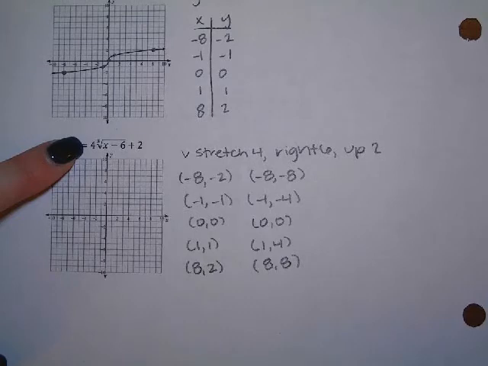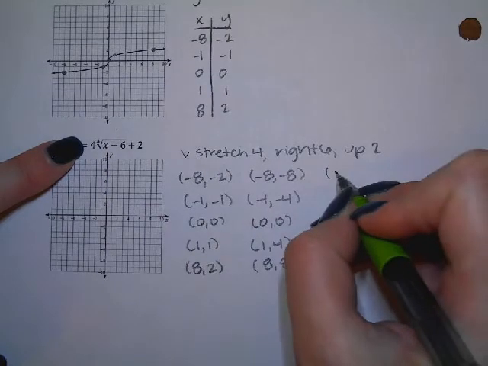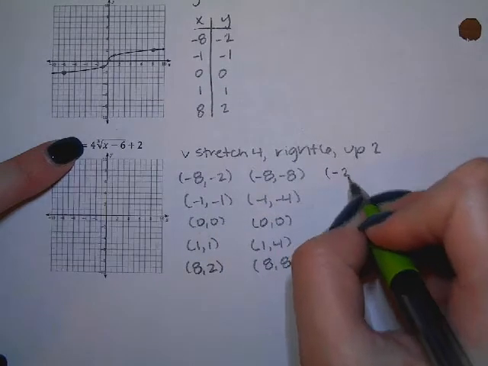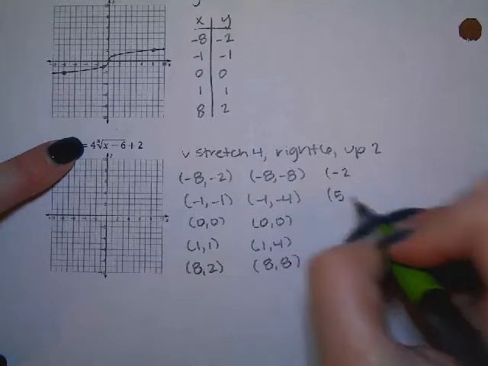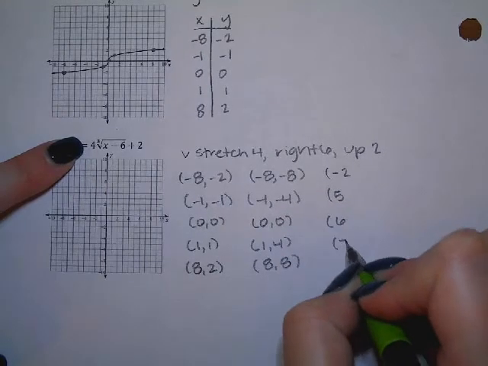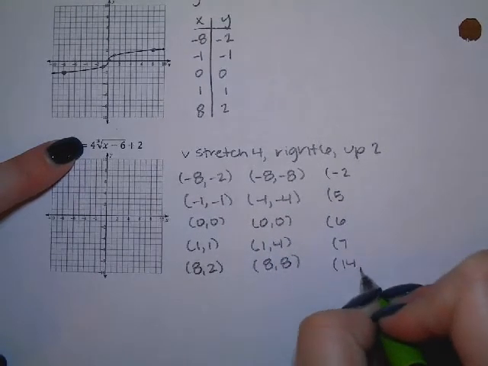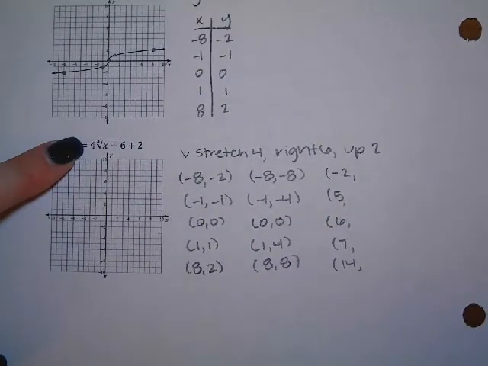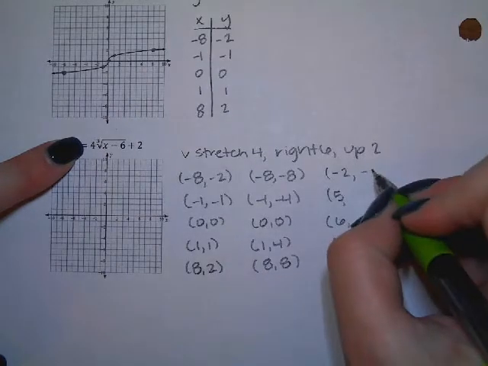How do I move right 6? For the x value, we add 6. So -2, 5, 6, 7, 14. That one's a little off the graph. And then up 2? Add 2 to the y.